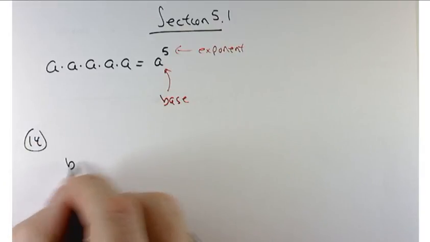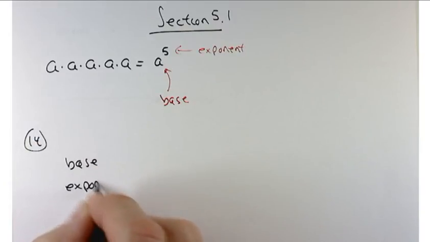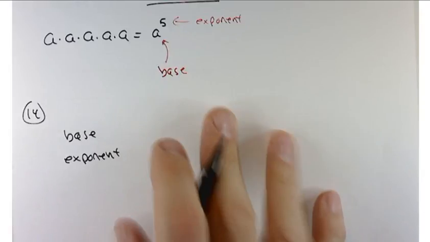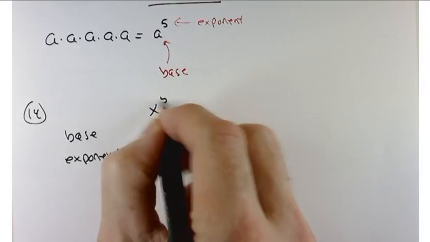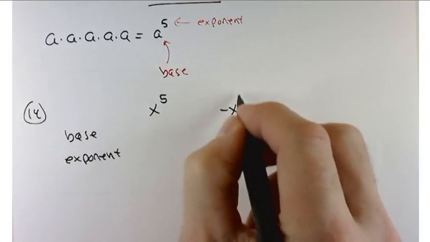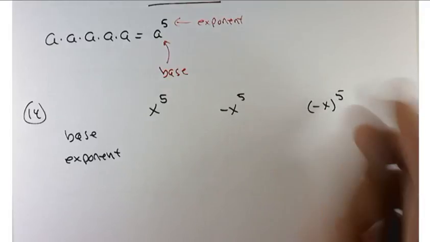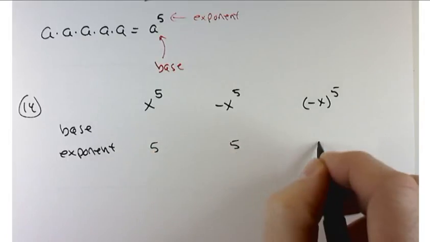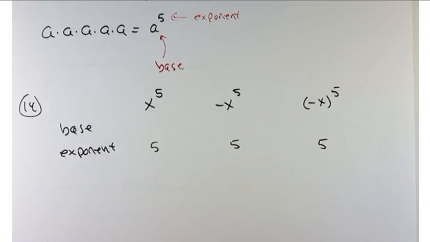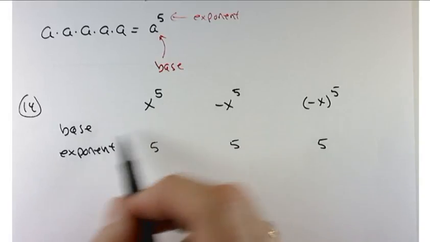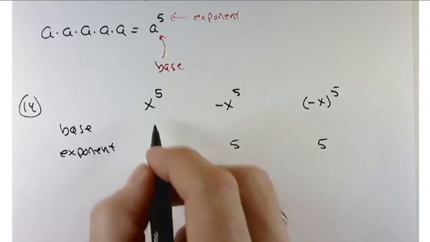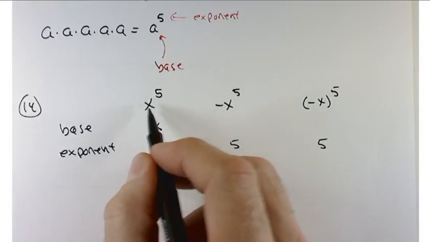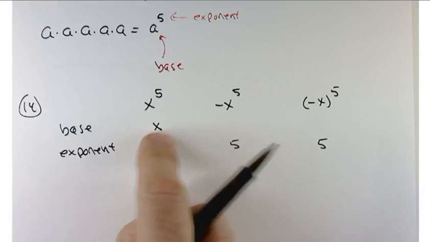We're going to look at the base and the exponent for 3 different types of expressions, although all closely related: x to the 5th, negative x to the 5th, and negative x to the 5th. So in all of these, what's the exponent? What's the exponent for these types? The exponent's 5. 5, 5, and 5. All right, but now let's work on the base of this. What's the base for the first one? X. So it's x to the 5th power, so it would be x times itself 5 times.